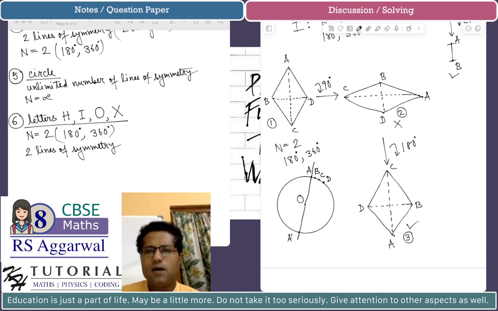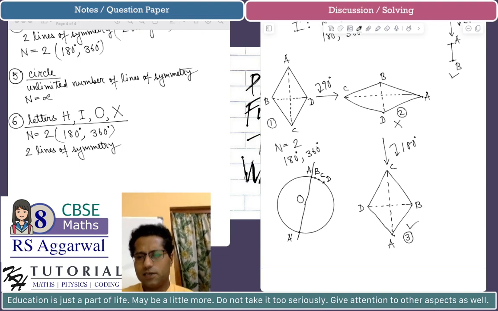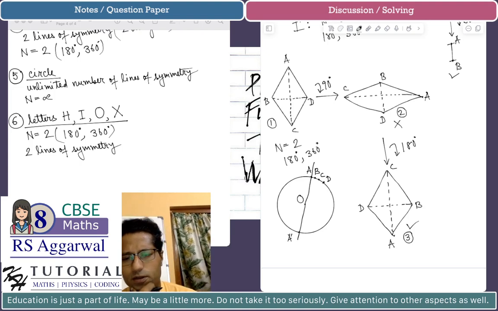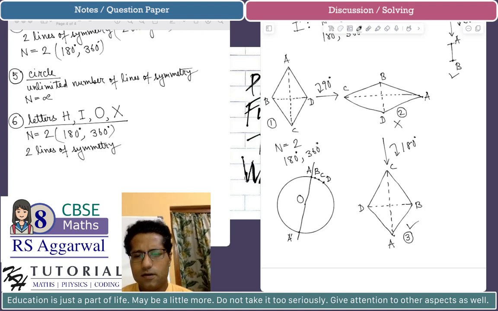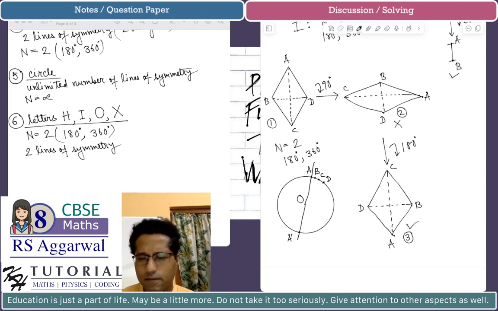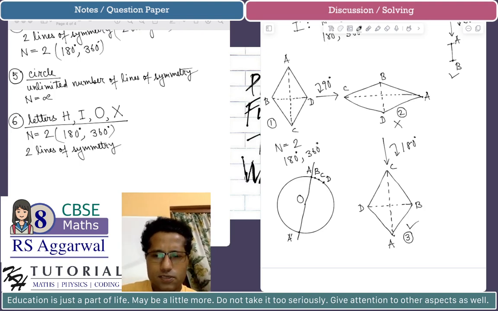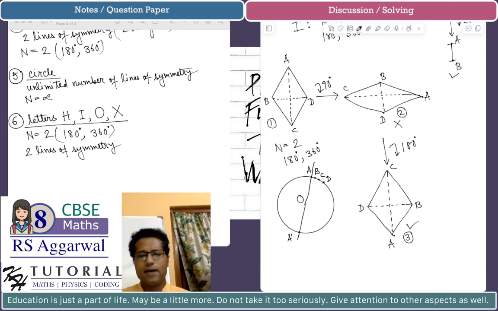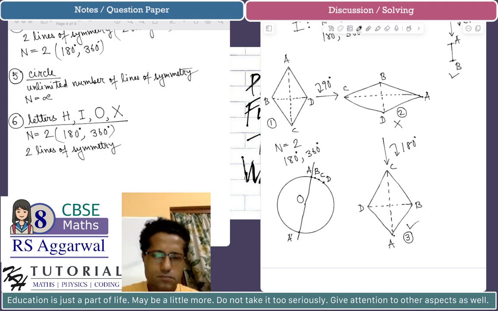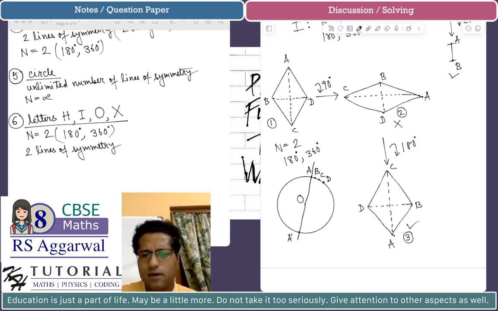Now remember that the definition of rotational symmetry says that when you are rotating a figure about its center until full rotation, that is, you are rotating the figure slowly until you reach an angle of rotation of 360 degree, in between, at any angle of rotation, if the figure is looking identical, then that angle is an angle of rotational symmetry.